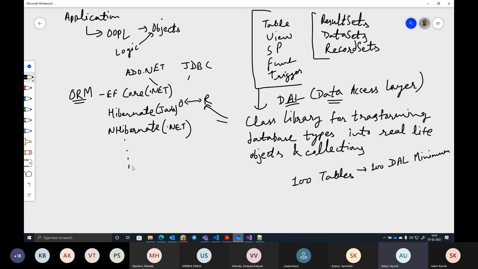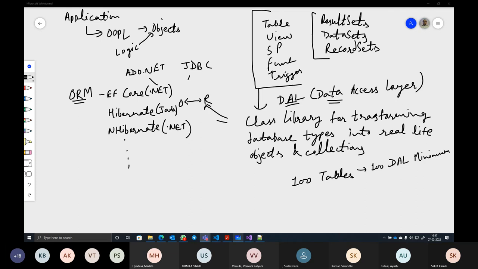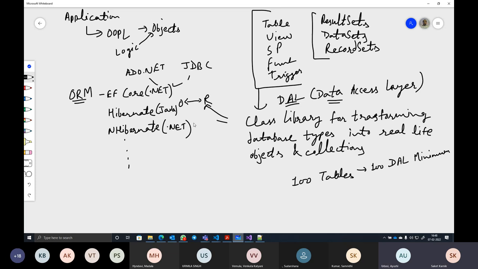Depending on your comfort level, depending on your project management team decision, what ORM they want to work with, it is decided which ORM will be used. Usually this decision is taken care of by the architect of the project. Based on the skill set of the team, they decide that, okay, we'll be using this, or this, or something else. Understood?